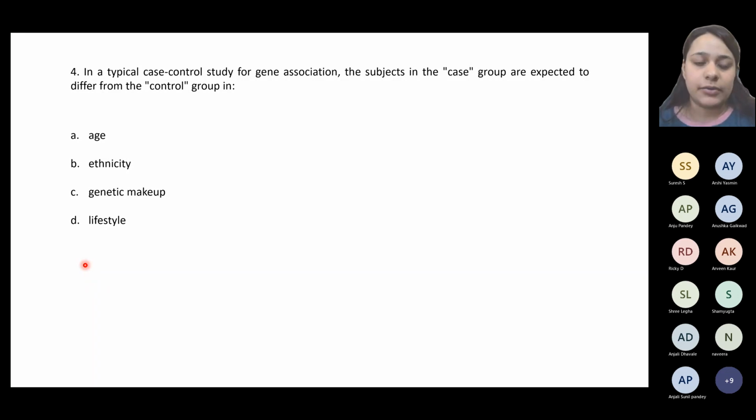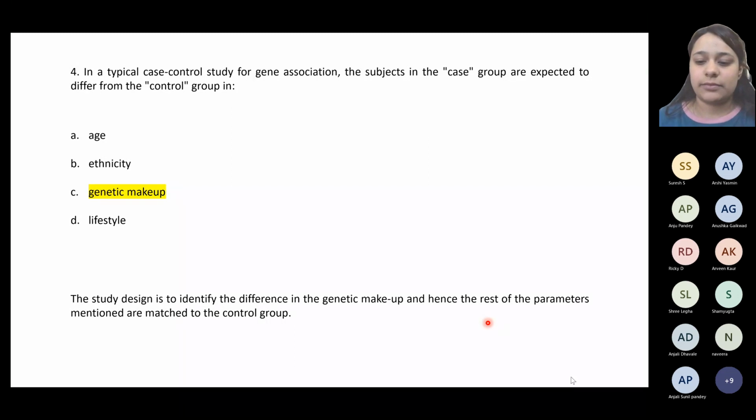So just think about it. Think about what exactly a case control study is, and these types of studies. I have also made certain slides which we are going to deal with in the discussion presentation, right? So the answer for this particular question is basically genetic makeup. Okay, so what is a case control study?